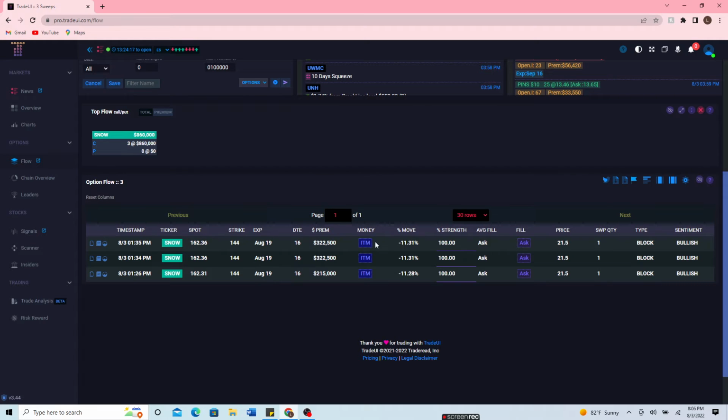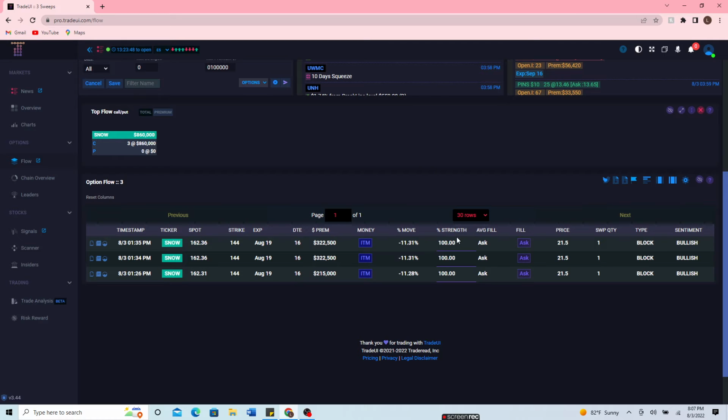It'll tell you if the contract was in the money, at the money, or out of the money. In this case, it was in the money because they bought the 144 strike when the stock was trading at 162. It'll give you the overall expected percent move. This is the difference between the spot price and the strike price, so this is negative 11%. This tells you that these are deep in the money calls where they're expecting the stock could pull back a little bit. So they're kind of hedging their bets to give themselves a little breathing room before it turns around to the upside.